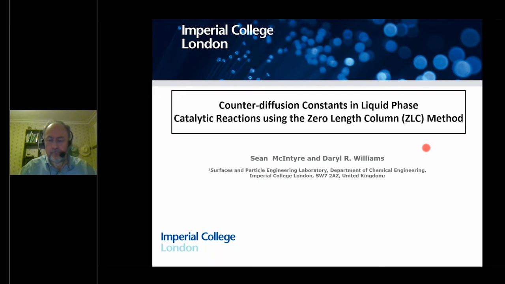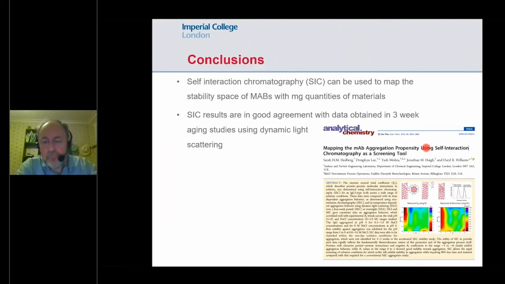Is it possible to use this technique to study the affinity of some protein molecules to some solid polymers? Yes, you could do that. Yes, absolutely. Yep.